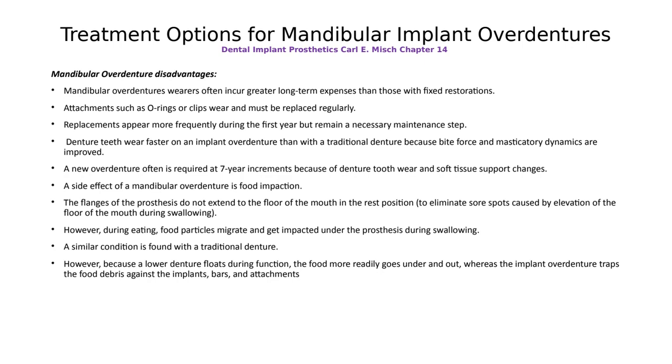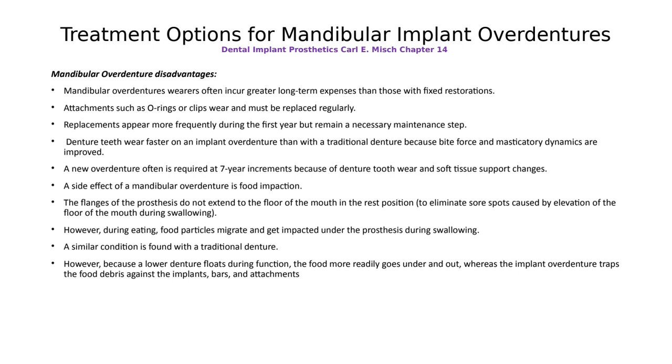A side effect of the mandibular overdenture is food impaction. This is the area where the gum resorbs, and it creates a space between the bar and the denture. That's where the food gets impacted. So this is very hard for the patients to clean.